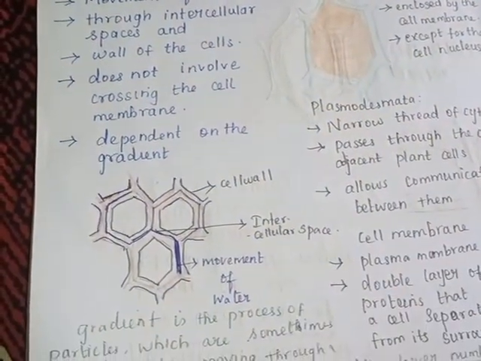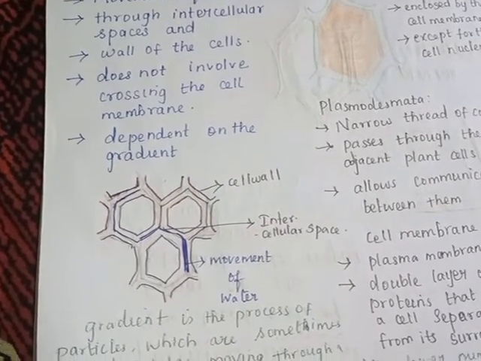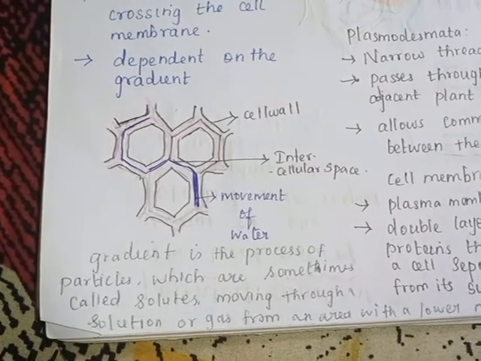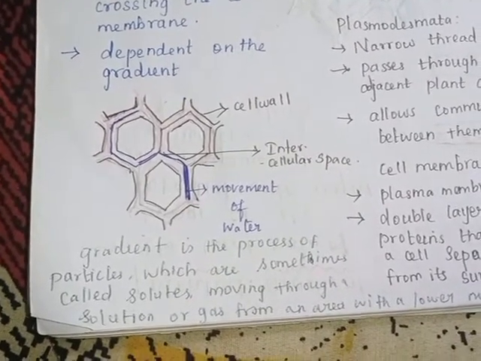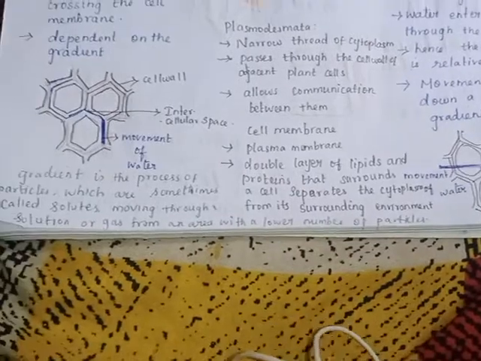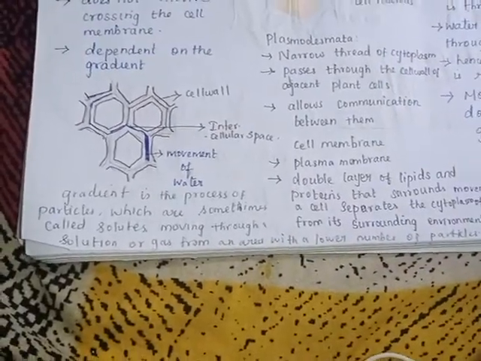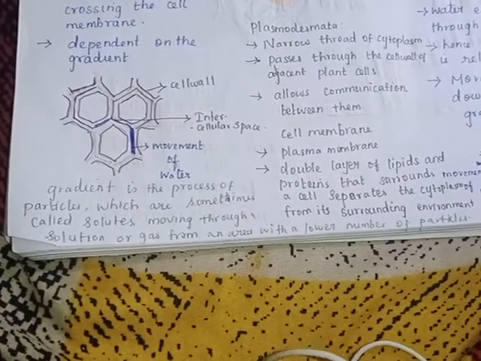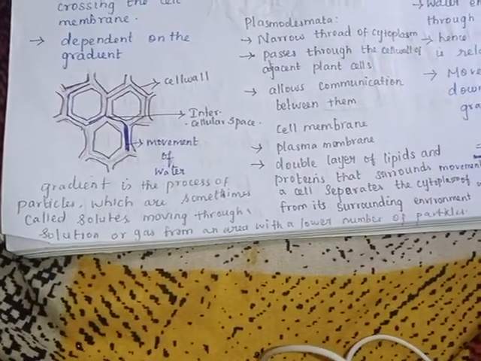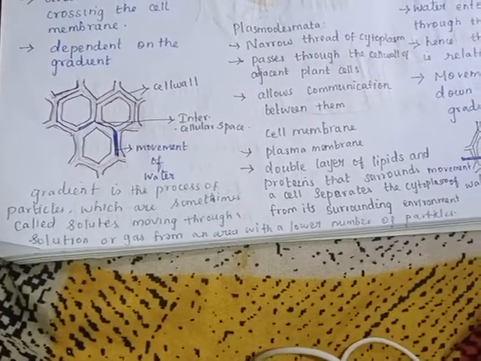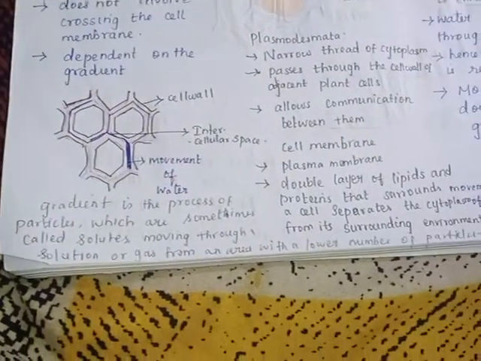It depends upon the gradient. What is meant by gradient? Gradient is a process of particles, which are sometimes called solutes, moving through a solution or gas from an area with a lower number of particles.